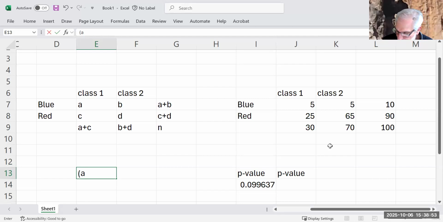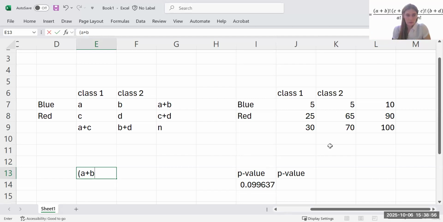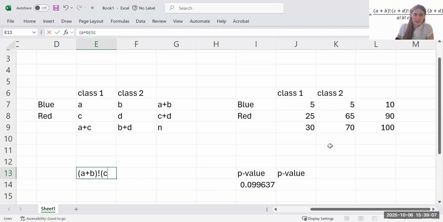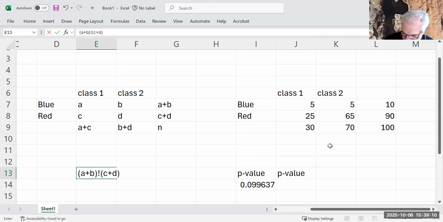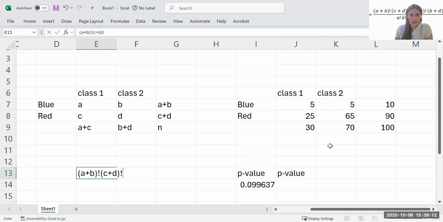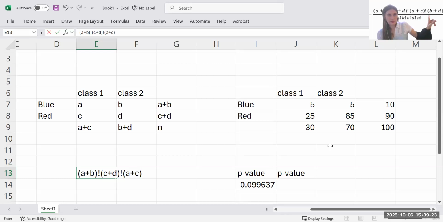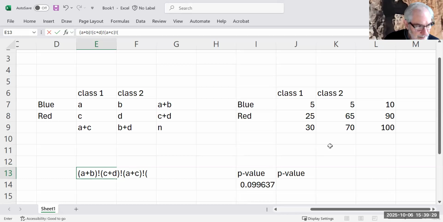Parenthesis A plus B, close that, factorial. Then we have C plus D, close that, factorial. These are the rows in the contingency table, and then we've got to do the columns. So A plus C factorial, and then multiplied by B plus D factorial.